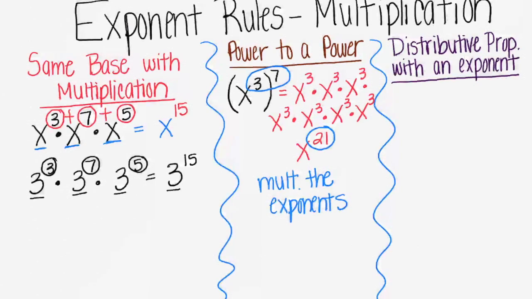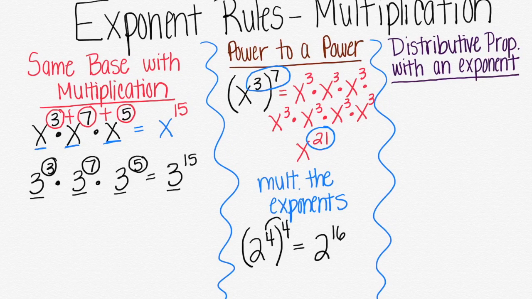It works the same for whole number answers. Let's say we had 2 to the 4th power in parentheses to the 4th power. We would take 4 and multiply it times 4, and that would give us an answer of 2 to the 16th power.